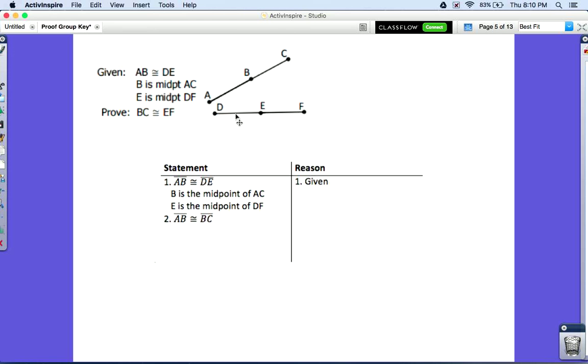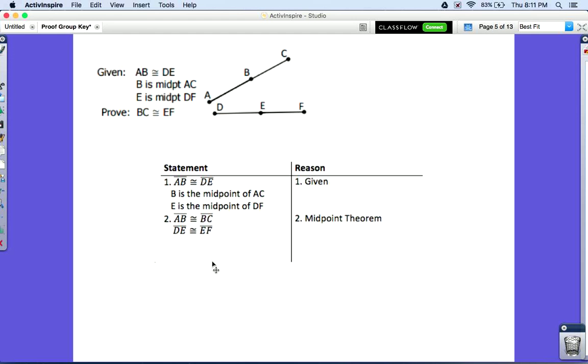And if E is the midpoint of DF, it means the same thing. It means that we can split DF into DE and EF. So DE is congruent to EF, and we can do that by the midpoint theorem. But on your test or on your assignments, I would probably accept things like definition of a midpoint or something like that. As long as I know that you understand that it's a midpoint, then we're okay.